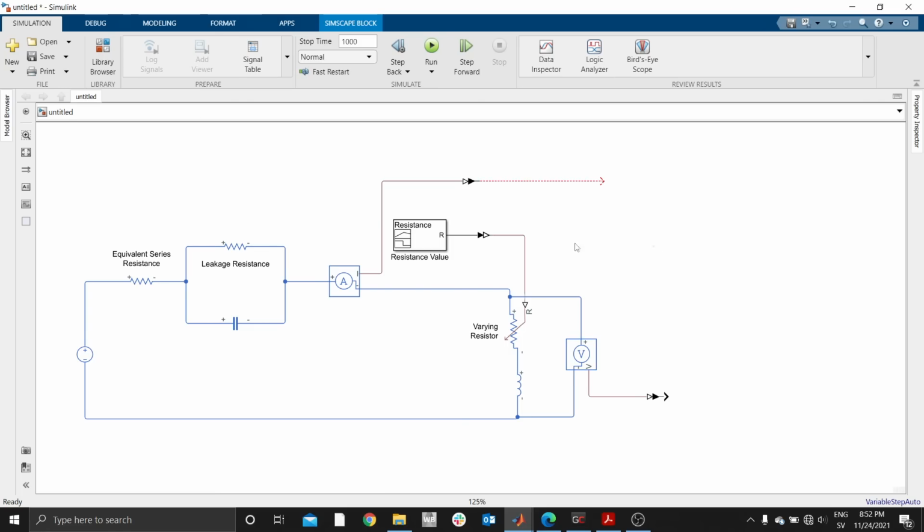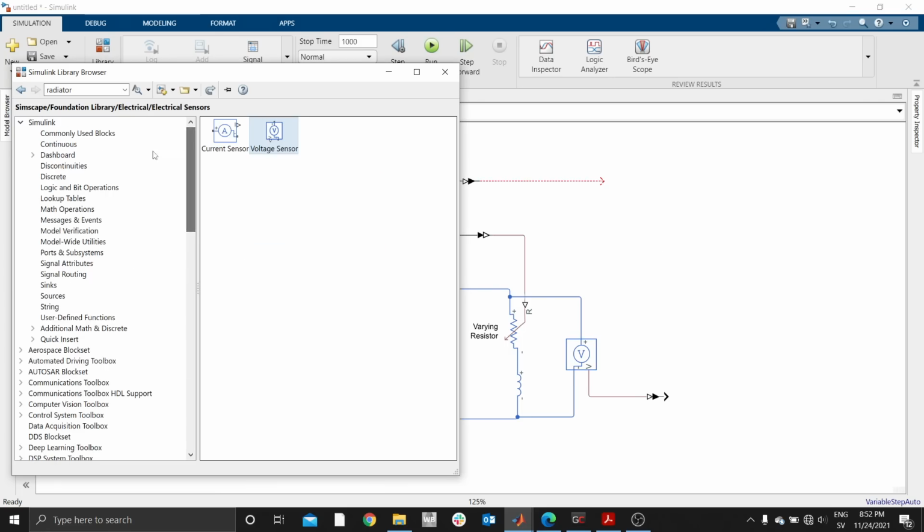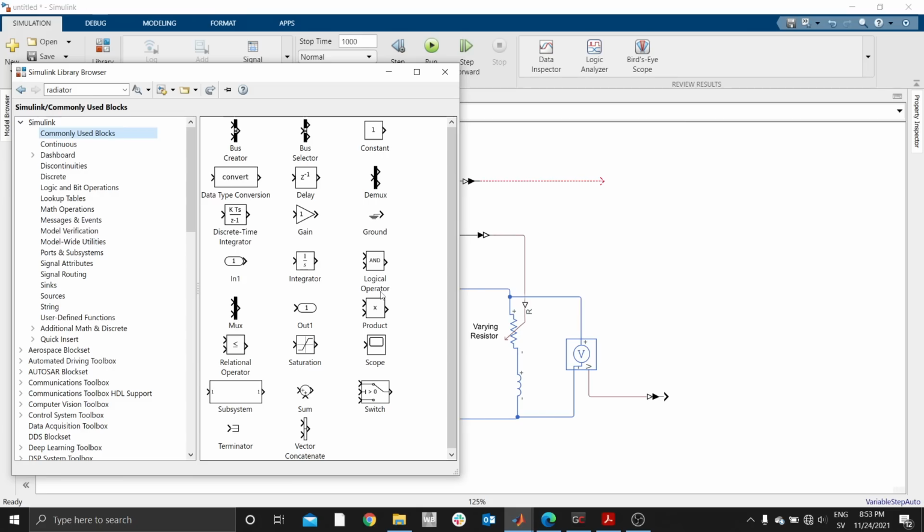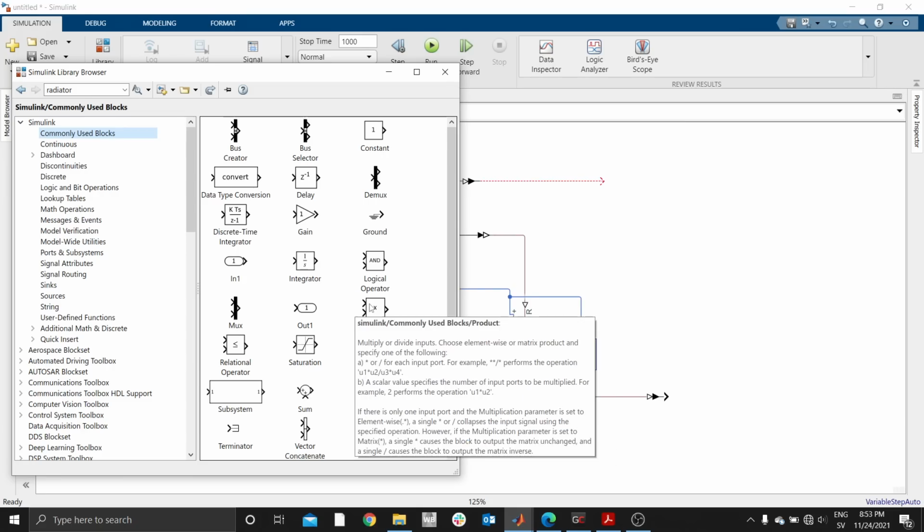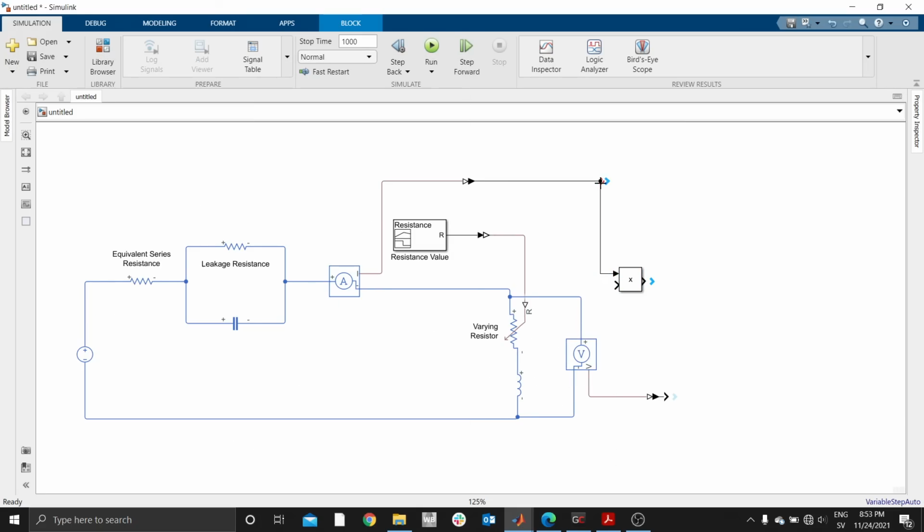Therefore, we go to math operators. We can go to commonly used blocks. I want to use a product. I'm using a product here. I want to multiply current here. Okay, let me take this instead. I want to multiply current with voltage like that. I want to multiply those two.